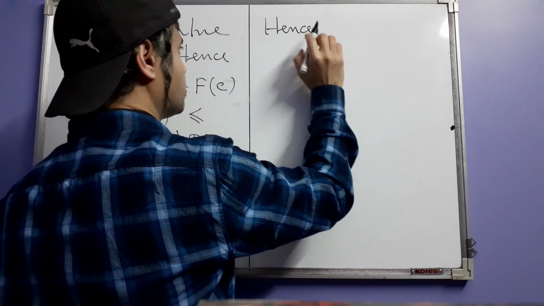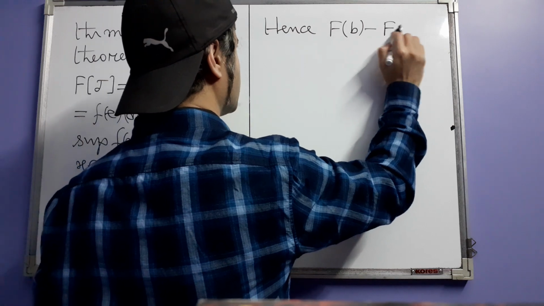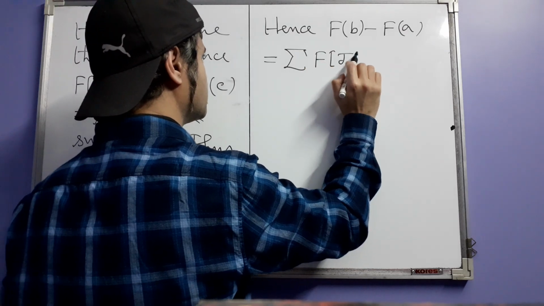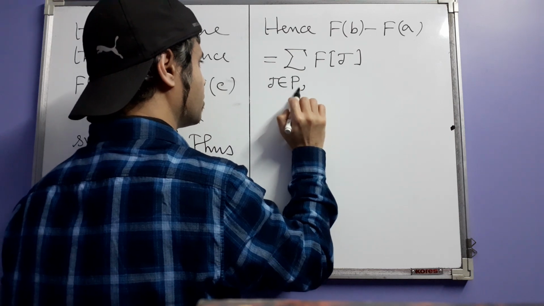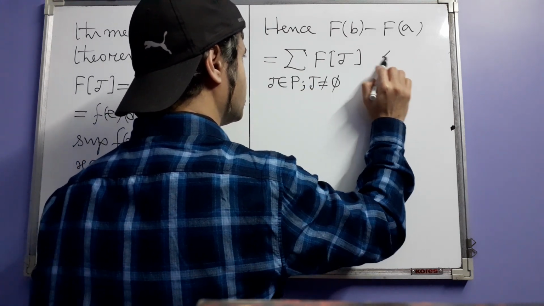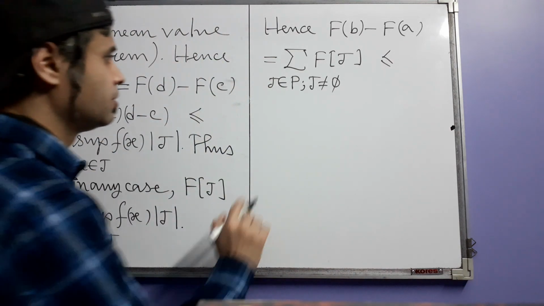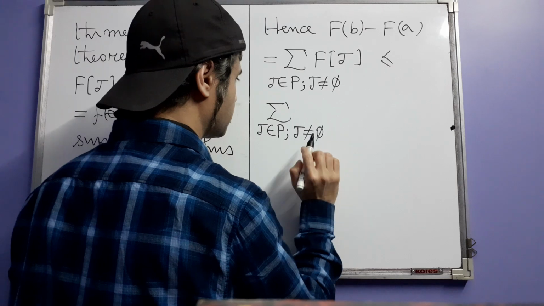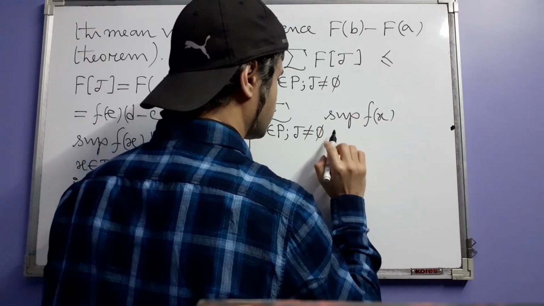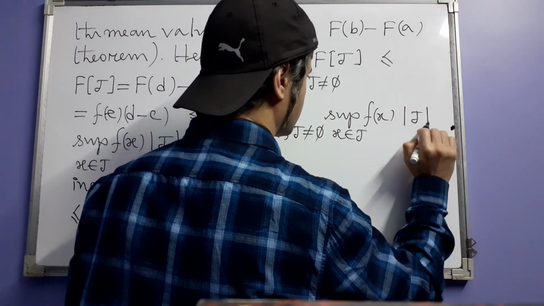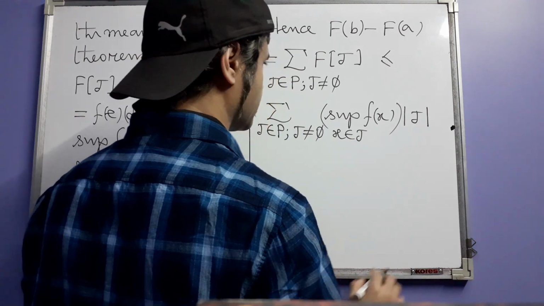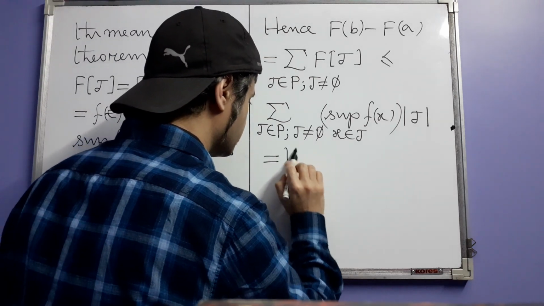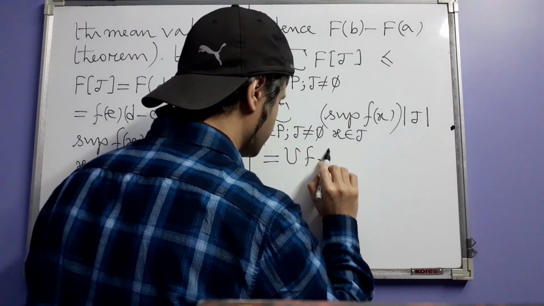Hence, F(b) minus F(a), which we calculated to be this as j varies over t, but j is not empty. So this now becomes less than or equal to the summation. If you want to separate this supremum, you can use brackets. But what is this? This is something we know. And if you recall, this is nothing but the upper Riemann sum of f for the partition P.